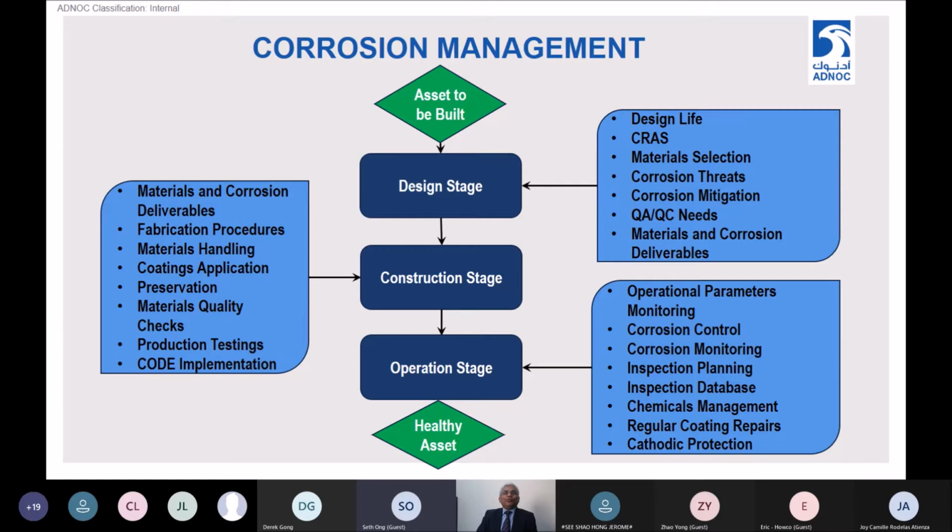Then the corrosion control that you have in the design phase becomes applicable. You need to ensure that all the controls are in place during the operational stage. Operational parameters are well monitored. Corrosion control is managed effectively. Corrosion monitoring is a very important thing. Just like monitoring your own health, you need to periodically check yourself for any changes that occur and try to manage it such that your health is sustained. Inspection planning, very important aspect.